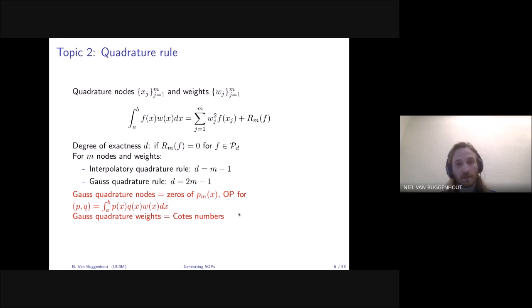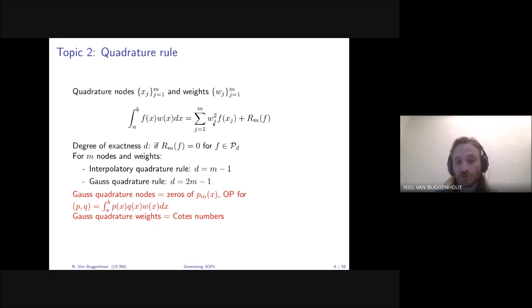The second topic is quadrature rules. In this case, we have quadrature nodes and weights, x and w. What these do is, when we start from an integral from a to b of f(x) times w(x), we can write this integral as the sum of two parts. The first part is a finite sum over m function evaluations in these quadrature nodes, and the sum is weighted by these weights w_j.